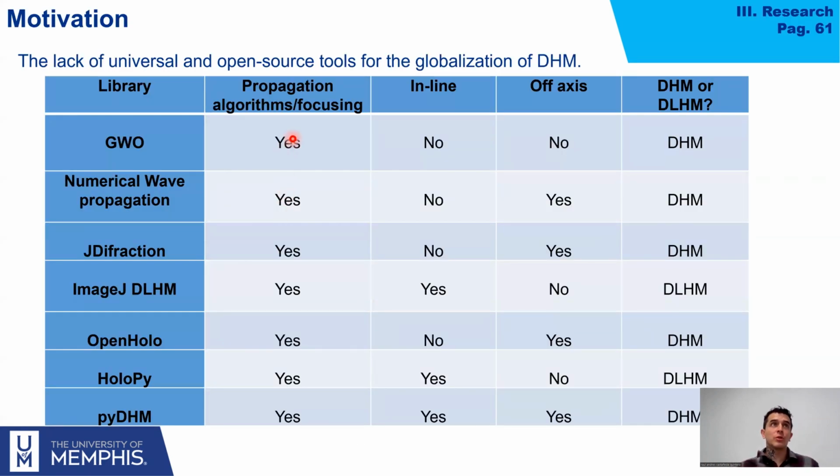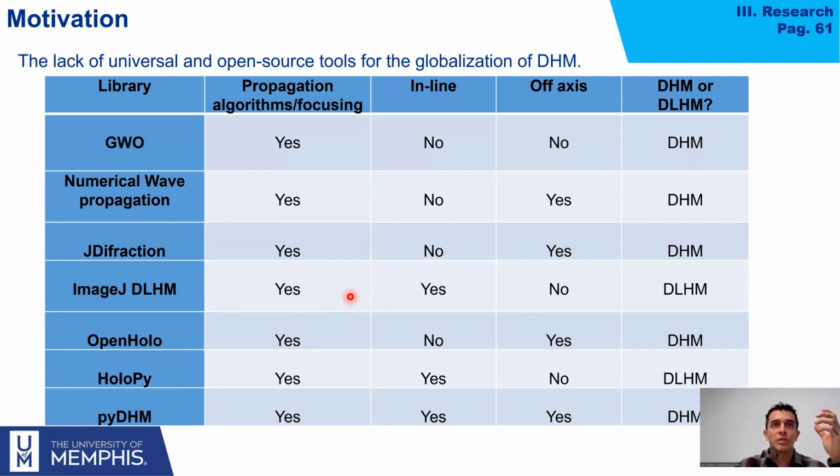So the motivation of this work is the lack of a universal open source tool for the globalization of digital holography microscopy. Of course, there are some open source and available tools, like libraries and plugins, to develop different tasks in digital holography and digital holography microscopy. However, we noticed that there is no implementation for different architectures in DH and DHM.